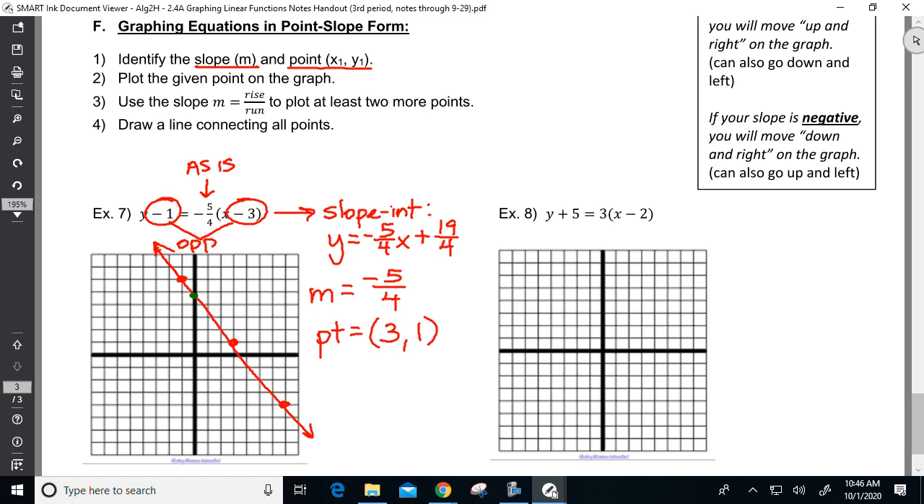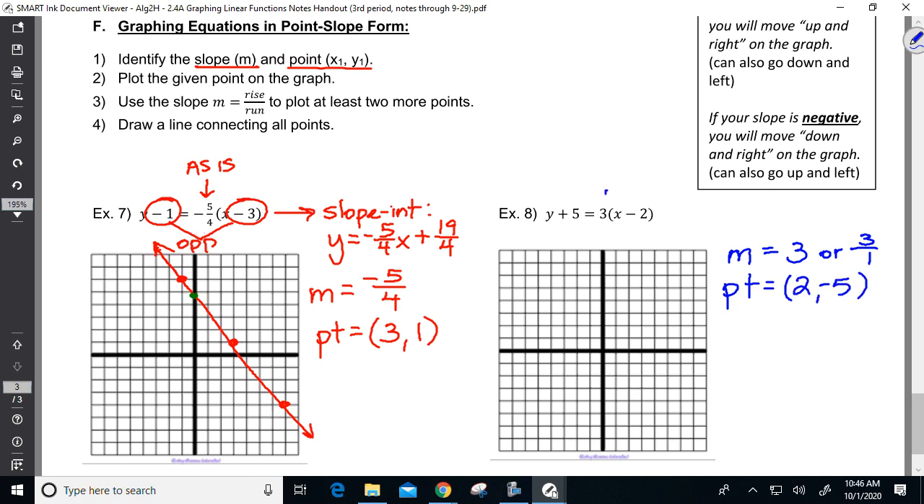Alright, then my next example, and we'll take a short break. y + 5 = 3(x - 2). So our goal is to graph it. What's the slope? Slope is 3, or you can write it as 3 over 1. What is our point? (2, -5).